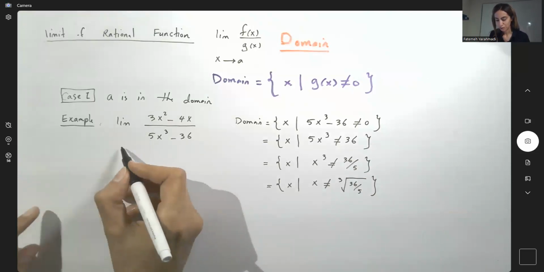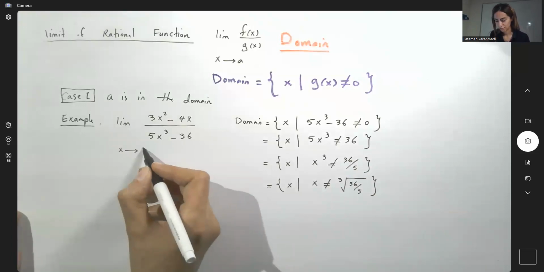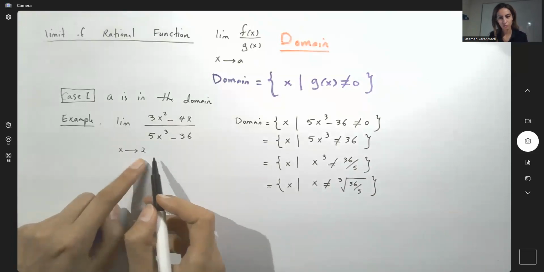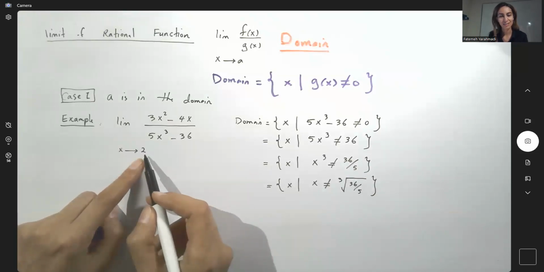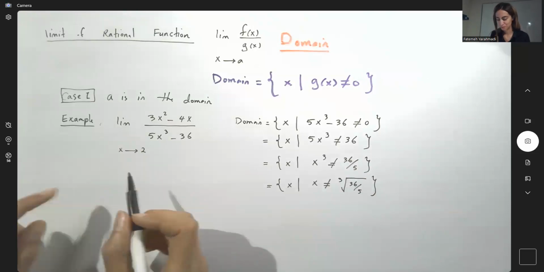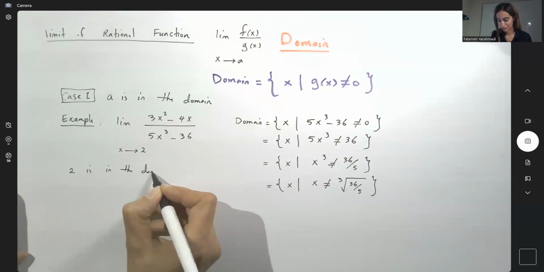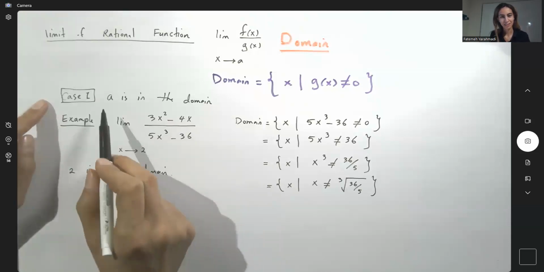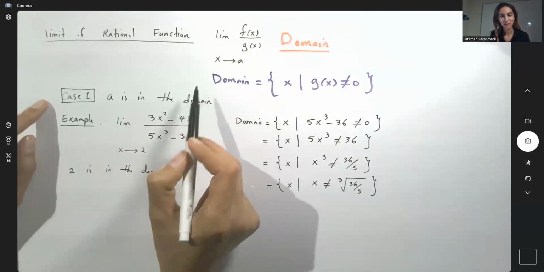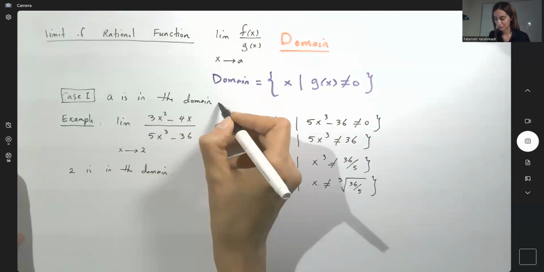We want to find the limit of this function as x approaches 2. So basically 2 is not this ugly number. 2 is acceptable in the domain. 2 is in the domain. So this is our very first case. If a is in the domain of the function, we're going to use direct substitution.